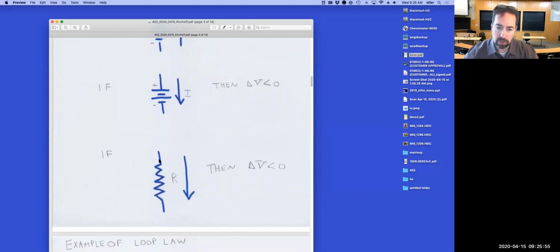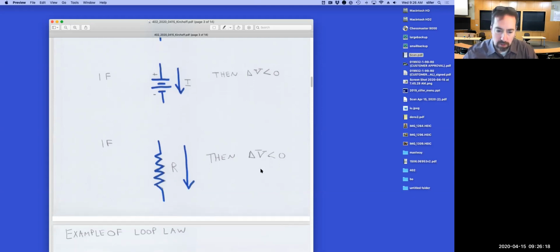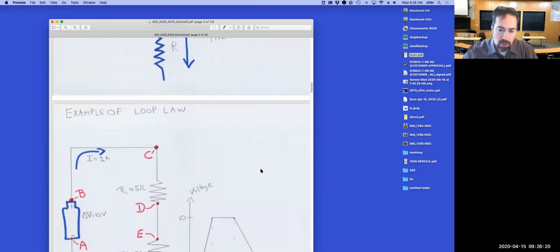And always, as the current flows through a resistor, the voltage difference across that resistor, from the direction that the current is coming to the direction that it is going, that voltage drop is going to be negative. I appreciate all of these probably seem out of context at the moment, and I'll try to put them in context right now. So let's take a look.